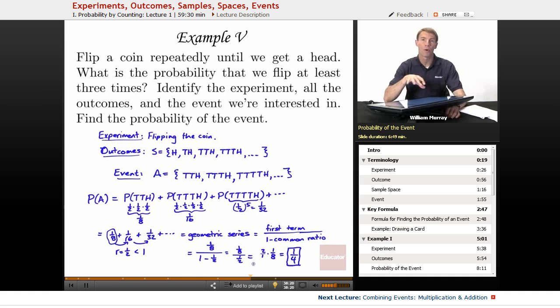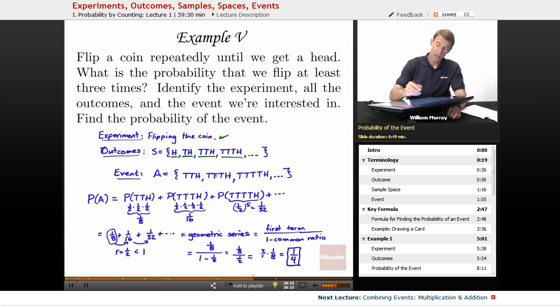So let me recap how we calculated it using this method first. Our experiment was just flipping the coin. The possible outcomes are all the possible strings of heads and tails that we can see. Remember, we stop as soon as we see the first head. If we get a head right away, we stop. If we get a tail, we keep flipping, and then we get a head, we stop. If we get 2 tails and then a head, we stop after that head. If we get 3 tails and then a head, we stop after that head, and so on. So those are all the possible outcomes.